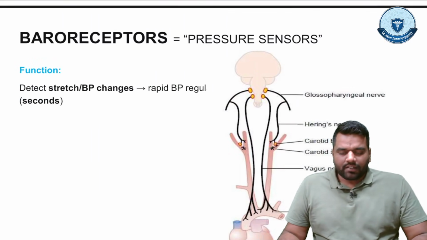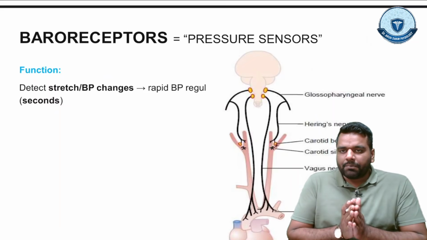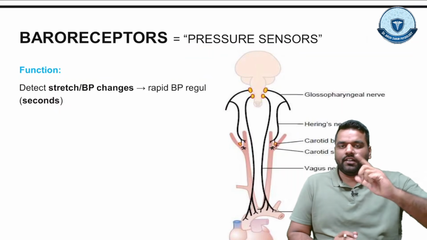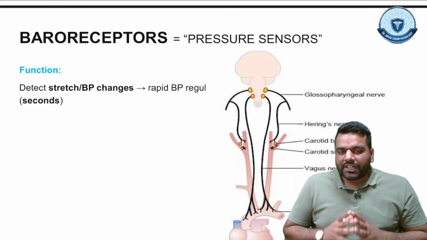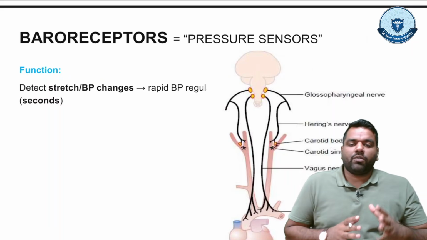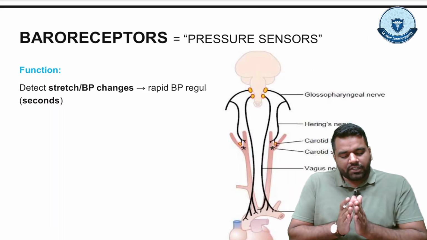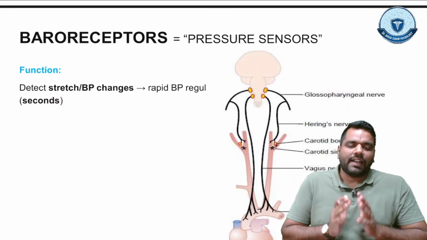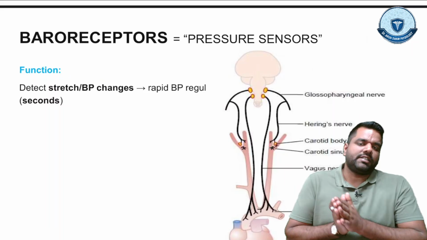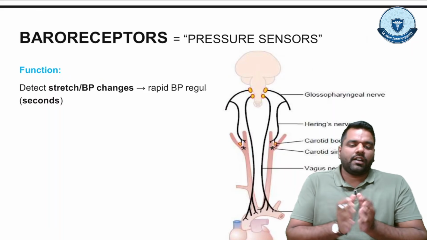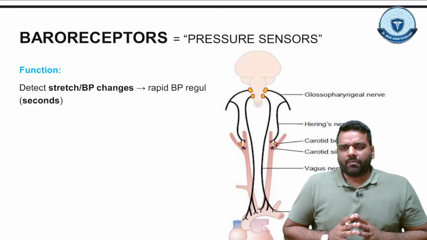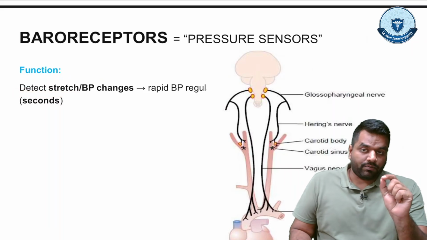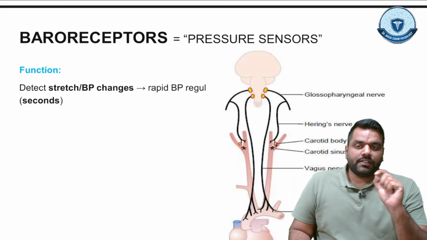Let's talk about another receptor, that is the baroreceptor. Please pay attention, this is the pressure sensor. The chemoreceptor was the chemical sensor. The baroreceptor is the pressure sensor, and the pressure is present in your arteries. Whenever the pressure is high in the arteries, the artery will be stretched, and when the pressure is low, the artery will be relaxed. This is how the baroreceptor detects the changes on the arterial side. Guys, the baroreceptor basically detects the stretching in the vessel, especially in the artery, and this tells about BP changes.